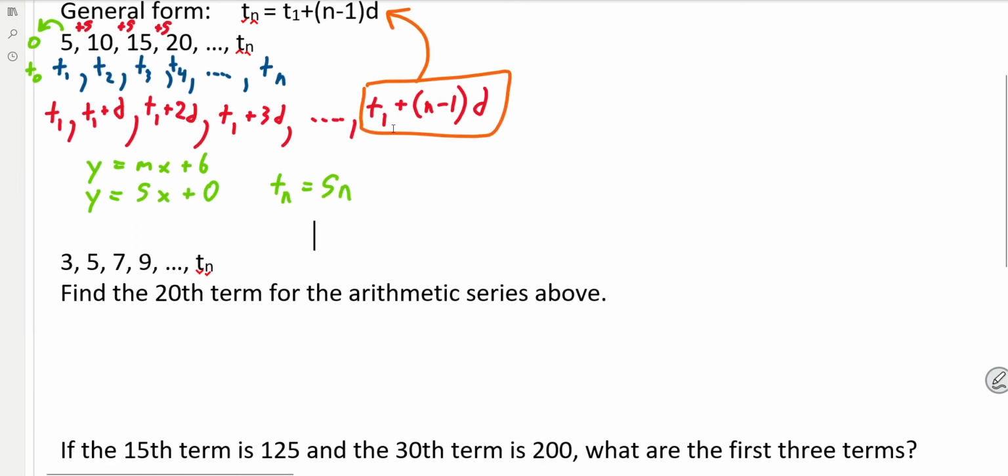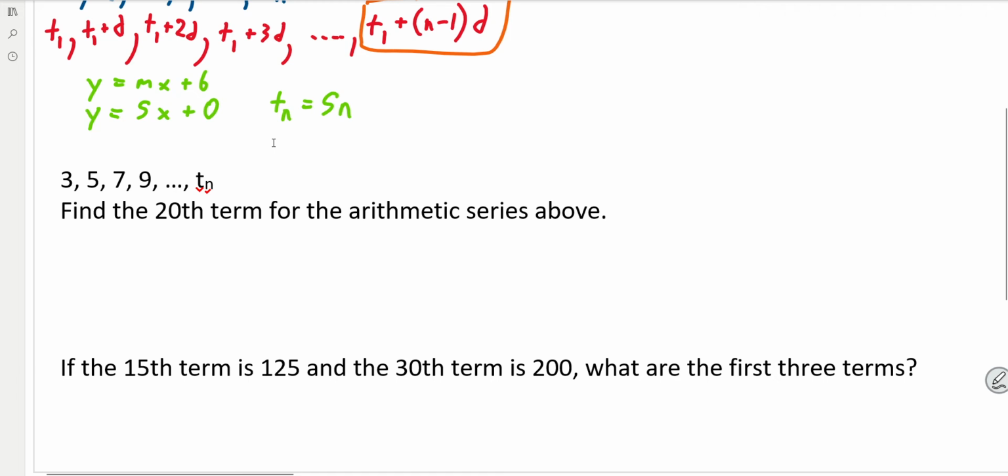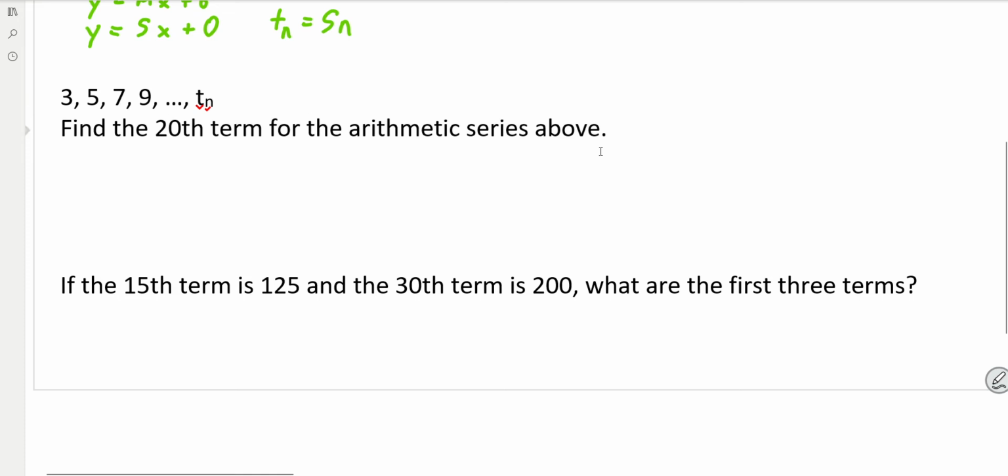But let's scroll down and try this out for ourselves. Find the 20th term for the arithmetic series above. If you pause the video right now, you can try both of these questions out and then see if your answers match my own. Finding the 20th term would take some time to count up to, but you know what's easier? Plugging it into our general equation.